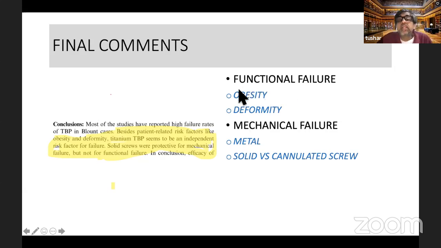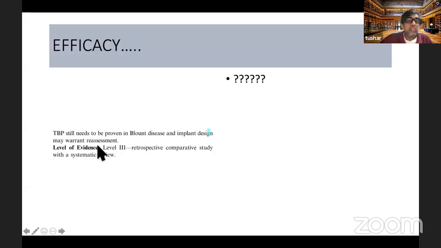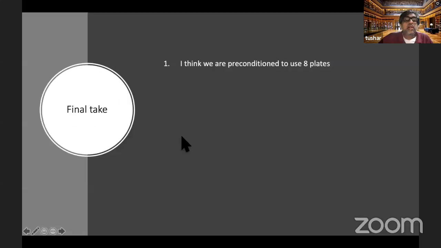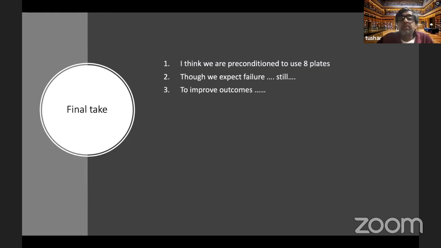However, you have to take care of these factors: obesity, significant deformity, and you should use an SS plate with a solid screw if you want to get a good outcome. In the initial part of the abstract, however, they mention that in Blount's disease, it is still to be proven in totality, and we can still continue studying the implant design. So the final take is that we are preconditioned to using 8 plates now. Though we expect failure, still we use it.